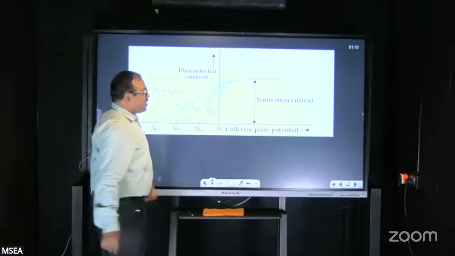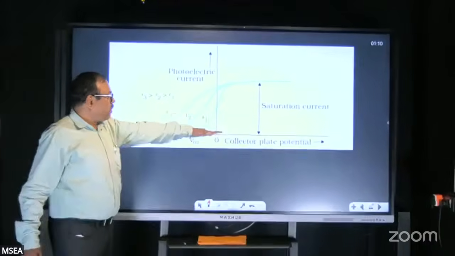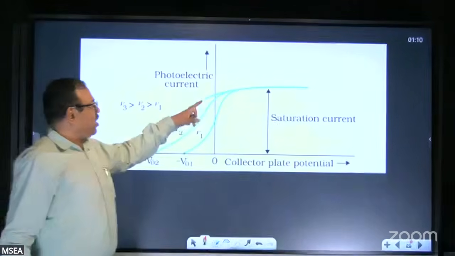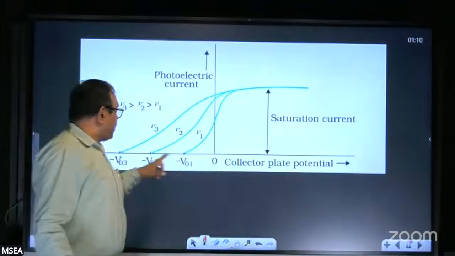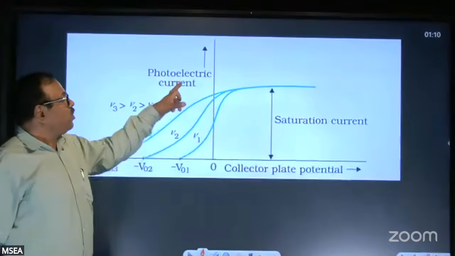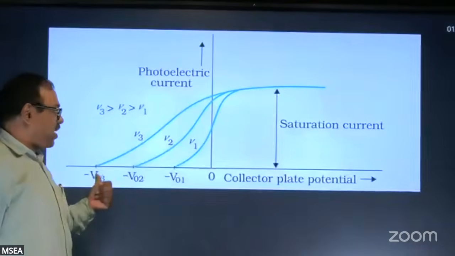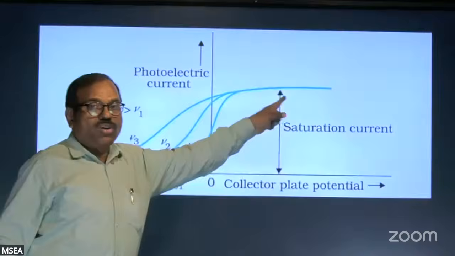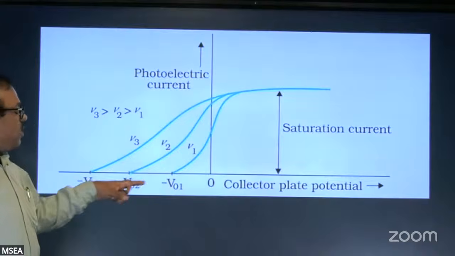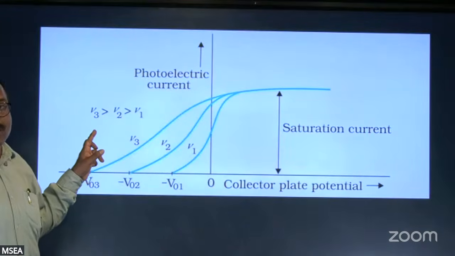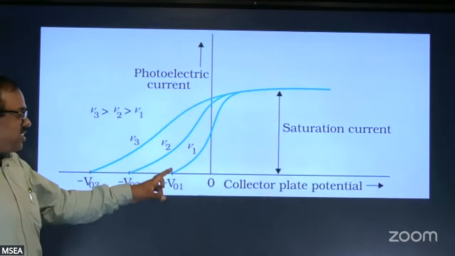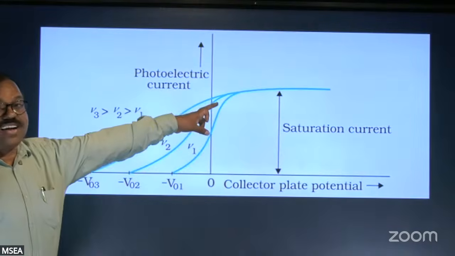Take the graph for the photoelectric effect, with stopping potential. The stopping potentials are different, but the photocurrent is the same for different stopping potentials. The saturation current is the same for all. The stopping potentials may be different because the frequencies are different. Frequency is related to stopping potential. That's why when the stopping potential is more, the frequency is more. This frequency, next this frequency, but the current is the same.